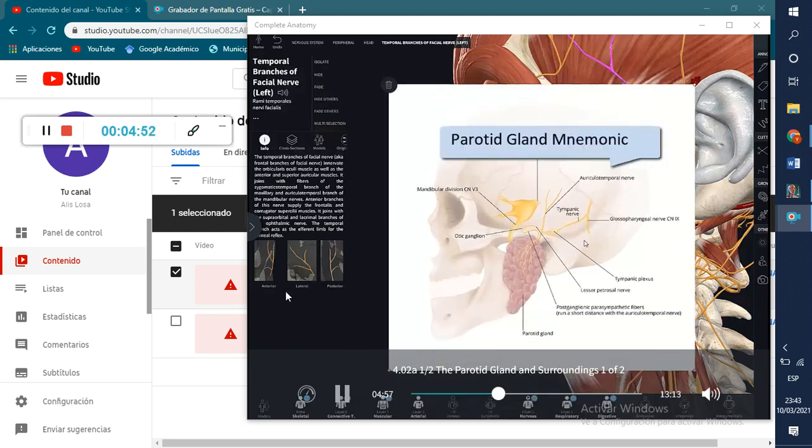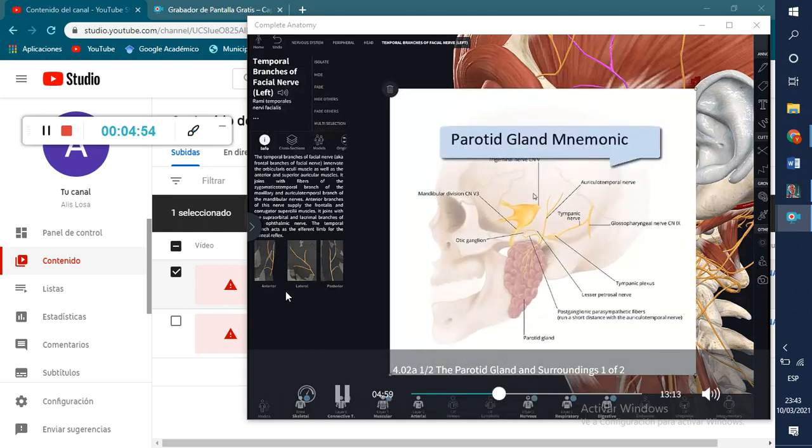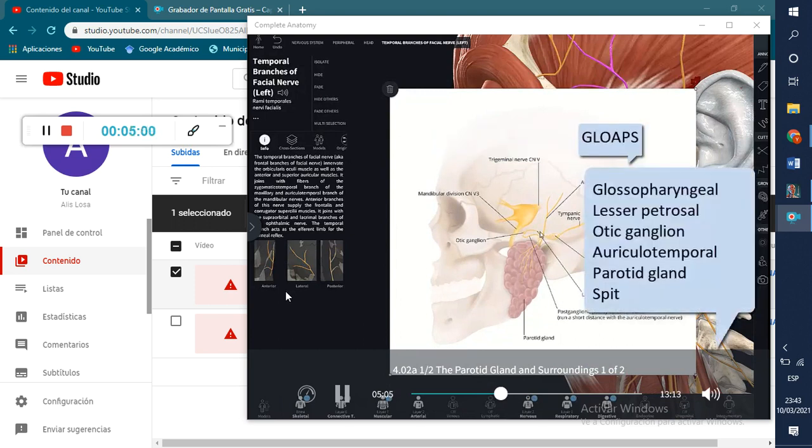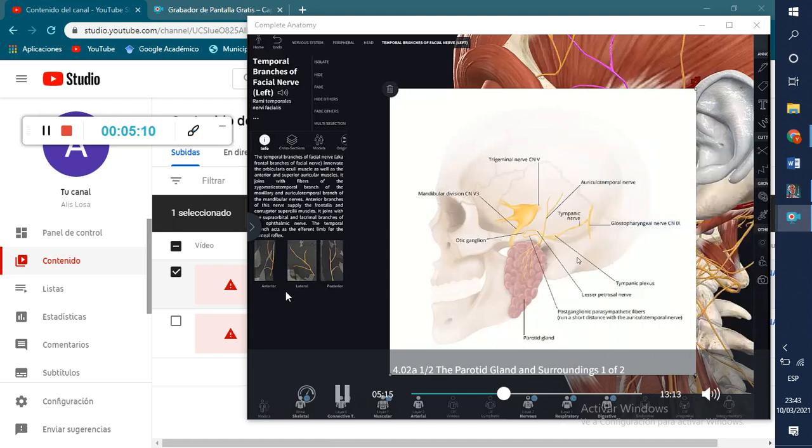And the mnemonic, which is going to show up on your screen, is going to be GLOAPS, G-L-O-A-P-S: glossopharyngeal, lesser petrosal, otic ganglion, auriculotemporal nerve, P for parotid gland, and S for spit.